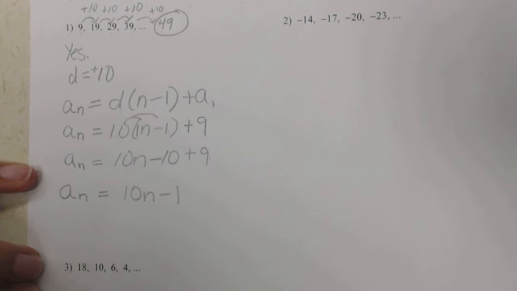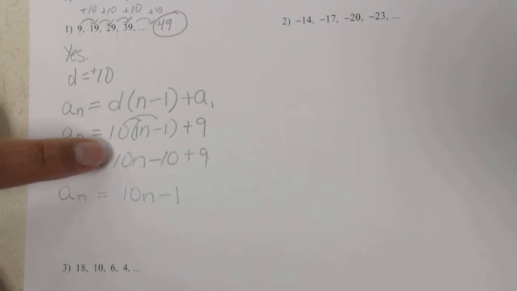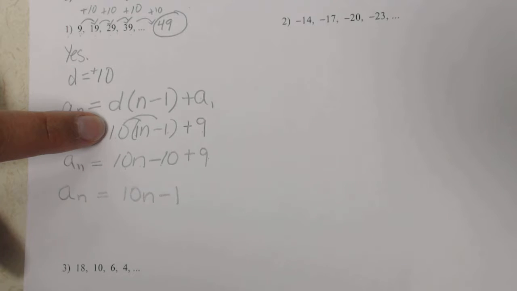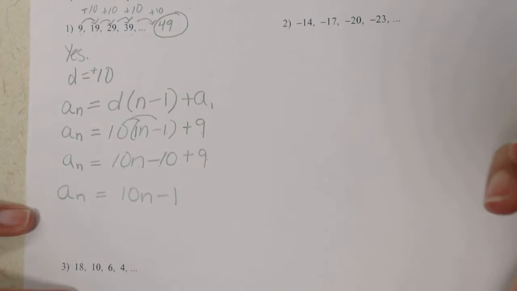And so there is your explicit rule. I'm sorry, that was a little shaky. A sub n equals 10n minus 1. So we had to simplify this side of the equation, and you learned how to simplify that side of the equation in the other video. So make sure you've done that first. All right, let's go on to number 2.